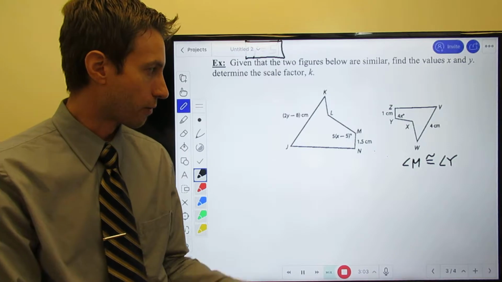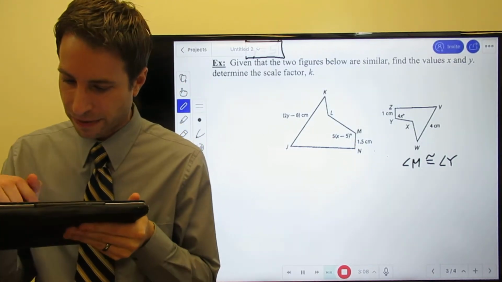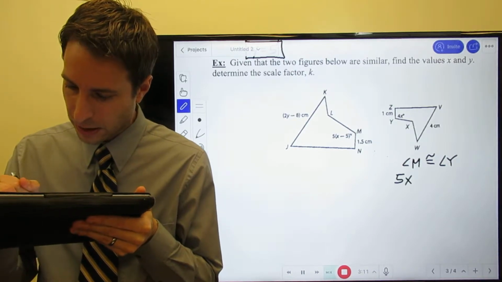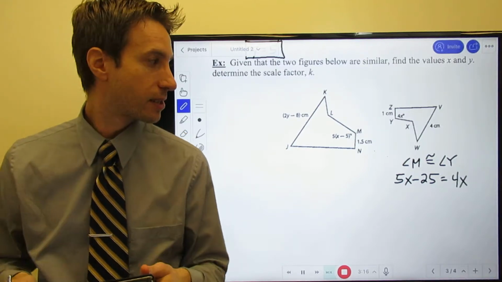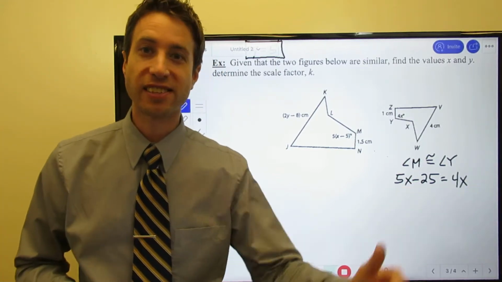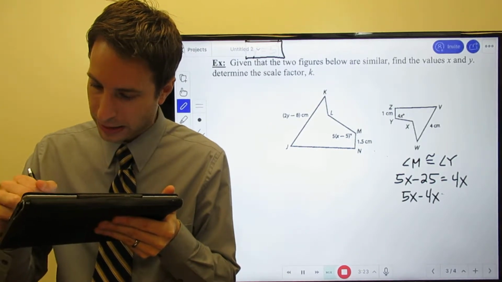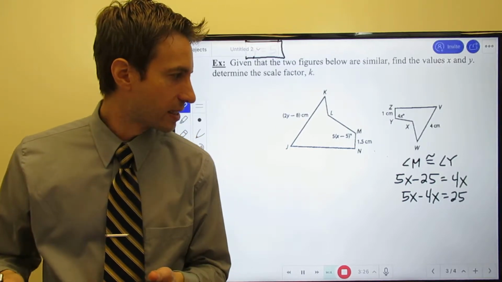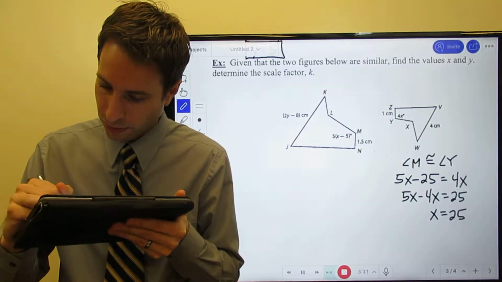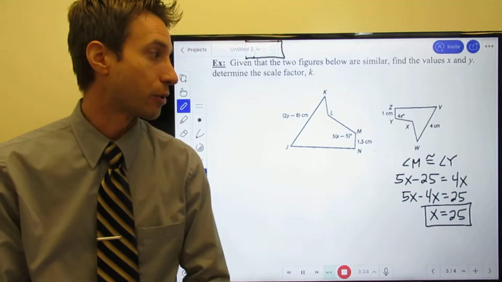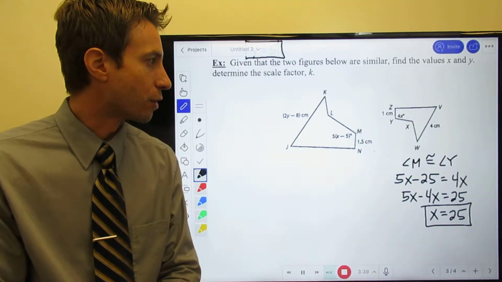Actually, I got a neat little wrinkle for you here. 5 times the quantity x minus 5. Go ahead and distribute that 5. 5x minus 25 is equal to 4x. Great, here we go. Add the 25 to the other side, subtract the 4x, I get 5x minus 4x is equal to 25. Well, 5 minus 4, that's just an x. So there we go, that one was pretty easy. I now know the value of x. Go ahead and plug it in and you'll find the measure of each of those angles.